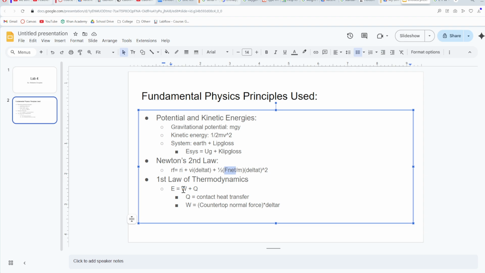Delta E system is equal to the work on the system from the surroundings plus the heat transfer. There is going to be some heat transfer from the contact with the countertop, which is not calculated, and the work is equal to force times the change in distance. Because we are using the normal force of the countertop, this is going to be a constant force, so no integrals are involved.